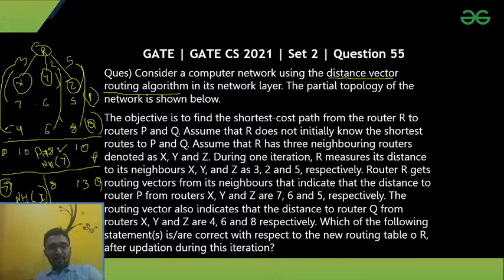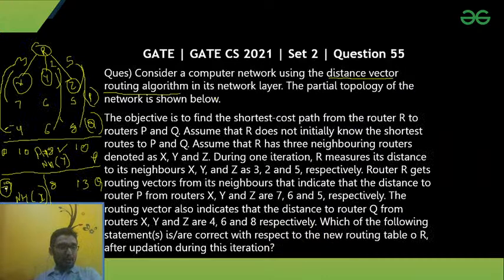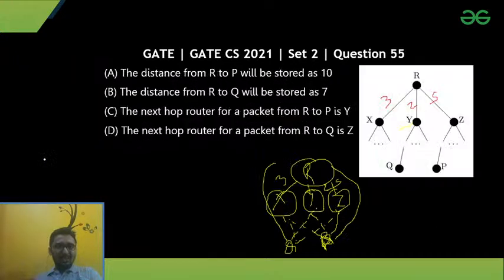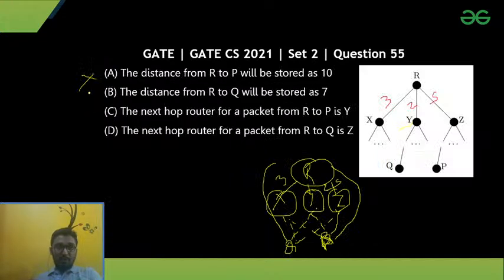Fine. Now let us see what the statements are. The statement given is that the distance from R to P will be stored as 10. So R to P is stored as 10. But R to P, I think it is 8. So it is not correct. The distance from R to Q will be stored as 7. So yes, R to Q, the minimum distance we found is 7. So this one is correct.